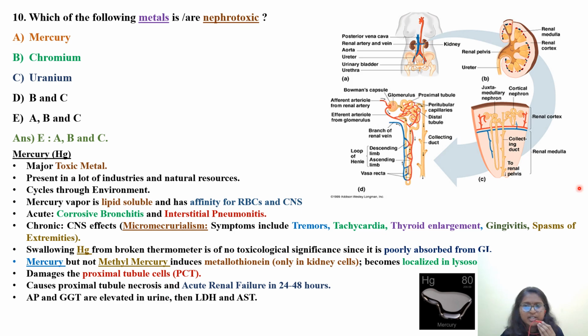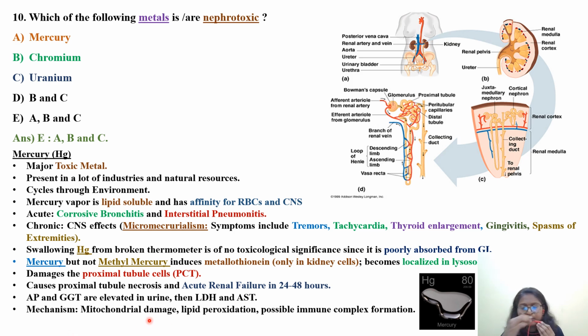It is irreversible damage. These are the various biomarkers through which you will be able to understand whether kidney damage has occurred or not. Whenever there are elevations in alkaline phosphatase or GGT, then you can say that kidney toxicity is there. As for the mechanism, we have understood the site was the PCT, the proximal tubular cells. In these cells, it is causing mitochondrial damage, because of which there will be lipid peroxidation, and possible immune complex formation will also take place.